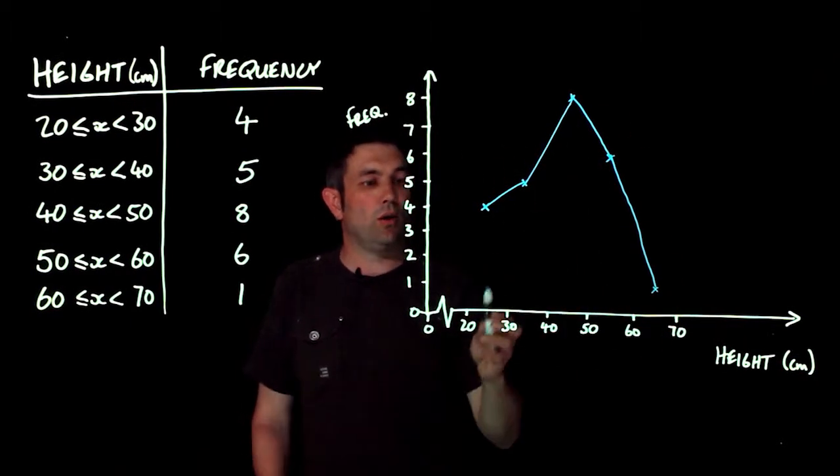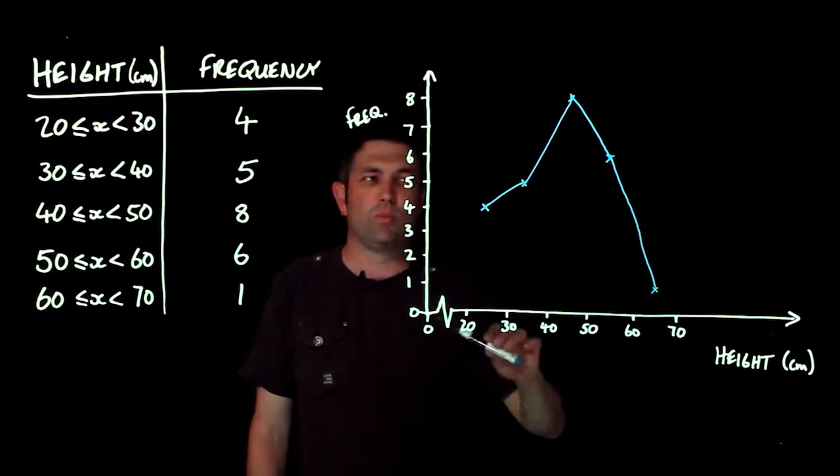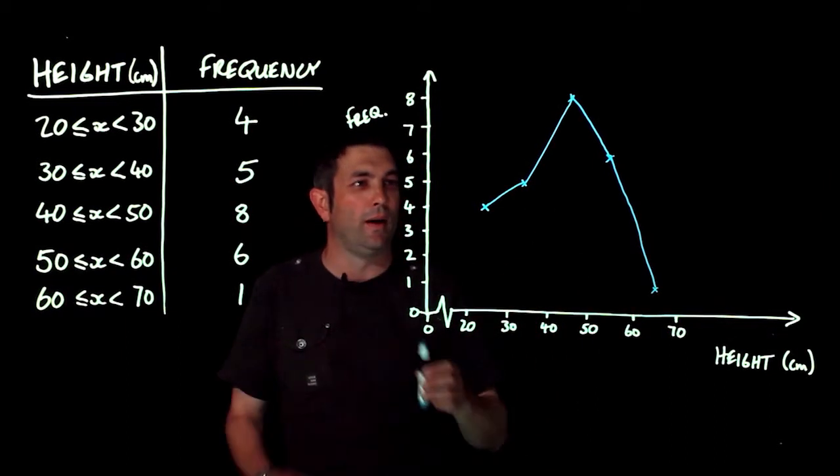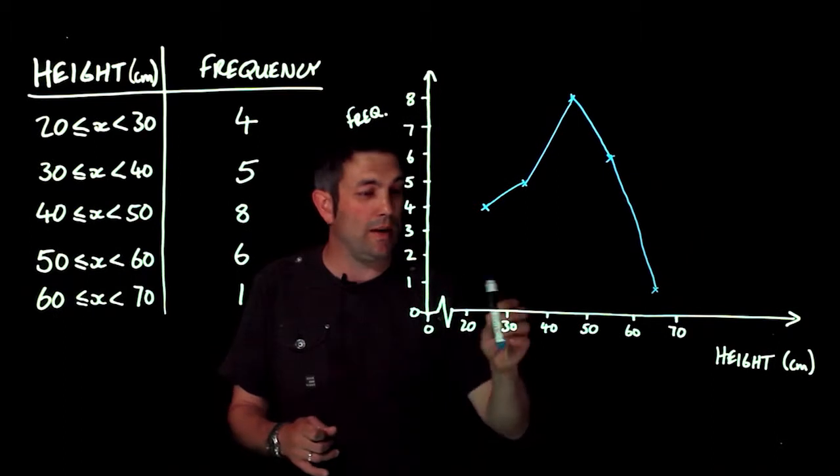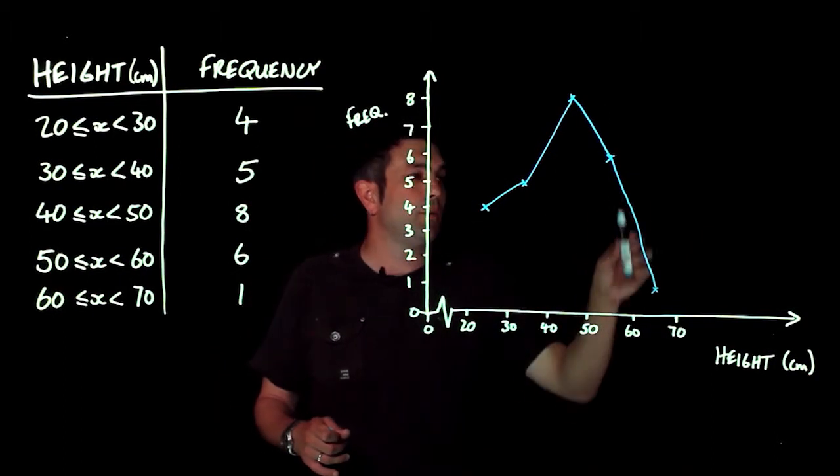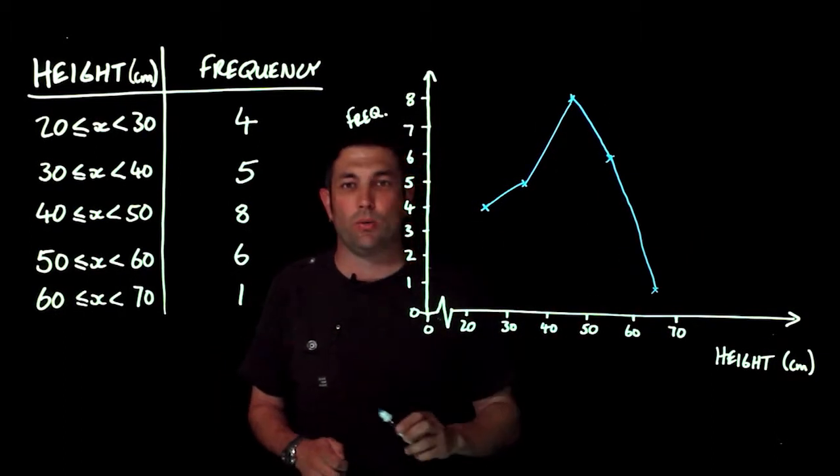Make sure these are straight lines. Make sure you plot in the middle of the group. Don't do any bars or anything like that. You'll get marked down for that in an exam. Just do a cross and join up the crosses in order as you go.